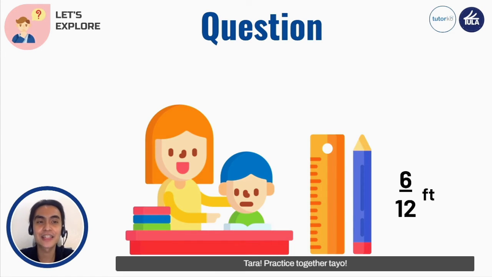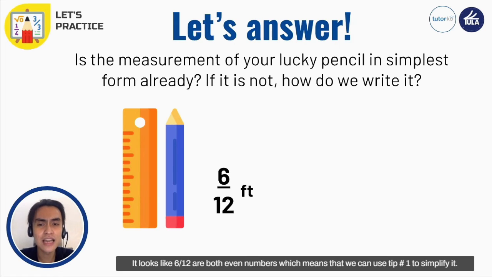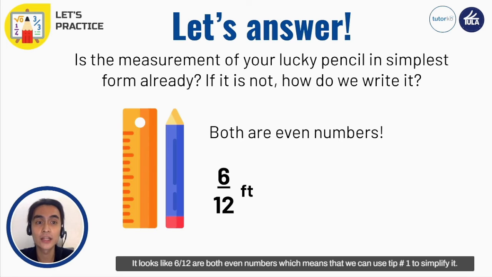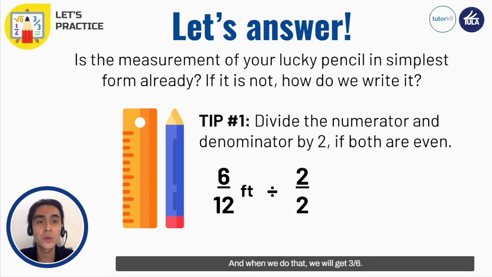Tara, practice together tayo. Natatandaan niyo pa ang question natin from earlier? Is the measurement of your Lucky Pencil in simplest form already? If it is not, how do we write it? It looks like 6 and 12 are both even numbers, which means that we can use tip number 1 to simplify it. Again, tip number 1, divide the numerator and the denominator by 2 if both are even. So let's divide 6 and 12 by 2. And when we do that, we will get 3/6.